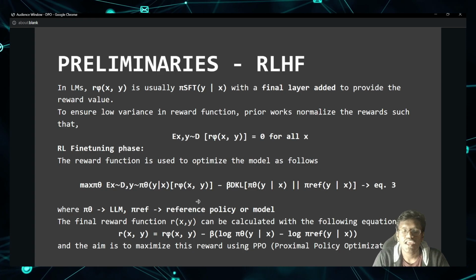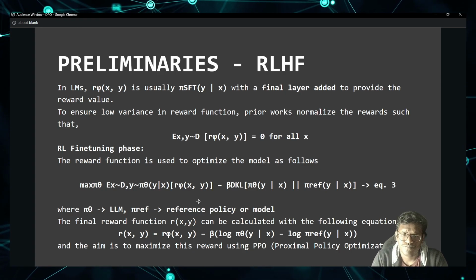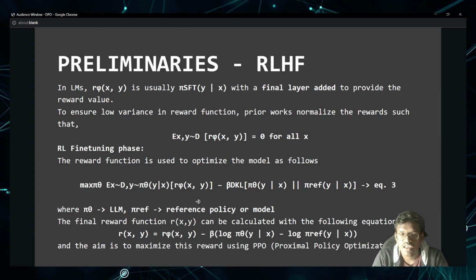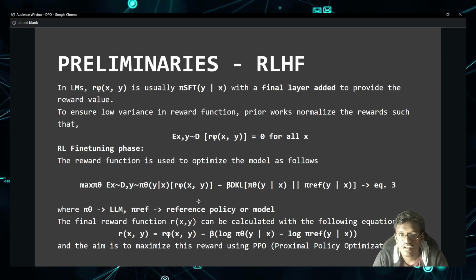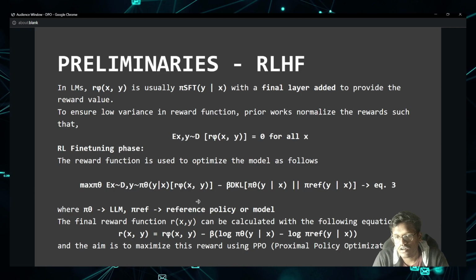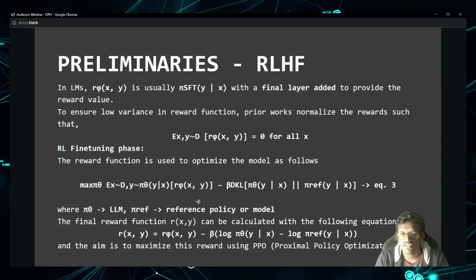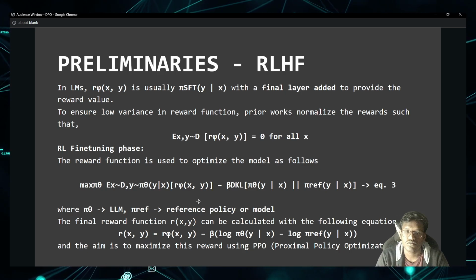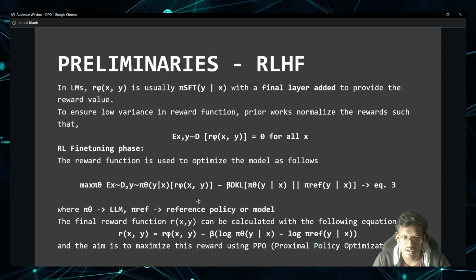So DKL means KL divergence. Okay, so KL will be in your subscript. DKL, which is your KL divergence. So we'll be calculating KL divergence for pi theta of y by x, and the differences between pi theta of y by x and pi ref of y by x. Okay, so by that we'll be calculating a KL divergence, and then we'll try to maximize the reward.